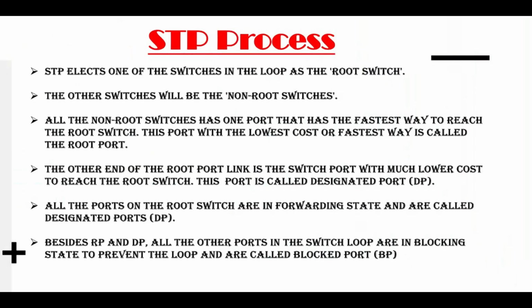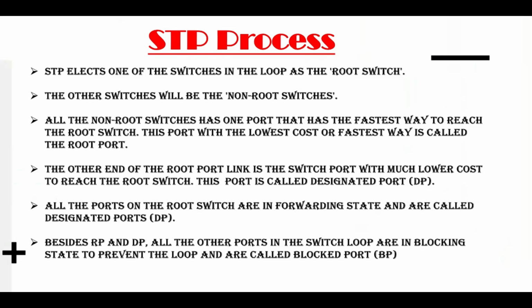STP process. STP elects one of the switches in the loop as the root switch. The other switches will be the non-root switches. All the non-root switches have one port that has the fastest way to reach the root switch. This port with the lowest cost or fastest way is called the root port. The other end of the root port link is the switch port with much lower cost to reach the root switch. This port is called designated port, DP.